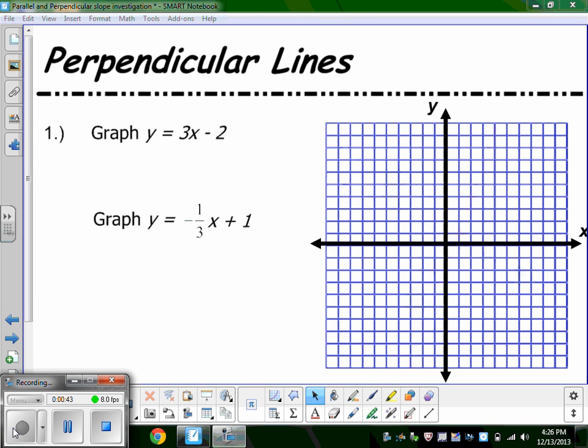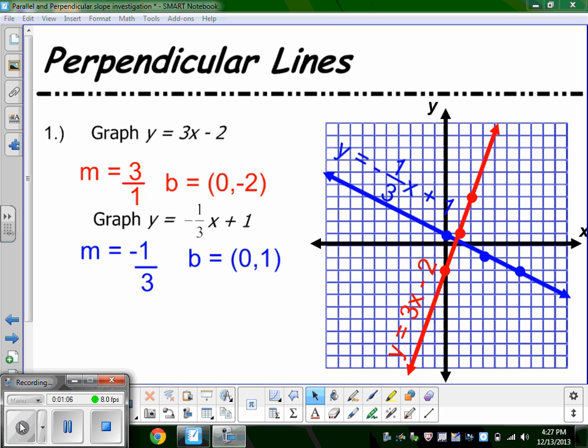Let's look at the first example, where we are asked to graph the lines y equals 3x minus 2 and y equals negative 1/3 x plus 1. Please pause the video and graph these two equations. After graphing, this is what your graph should look like. Take a close look at both of these lines. What do you notice about their location and their relationship to each other?